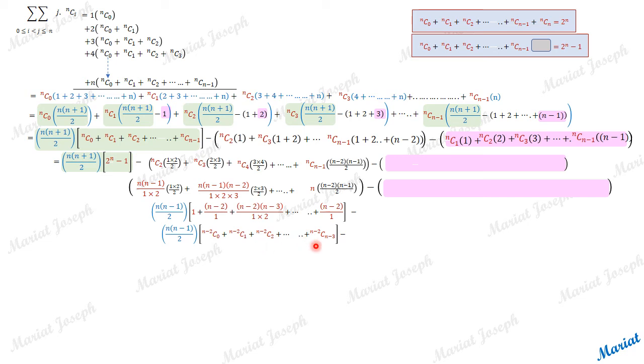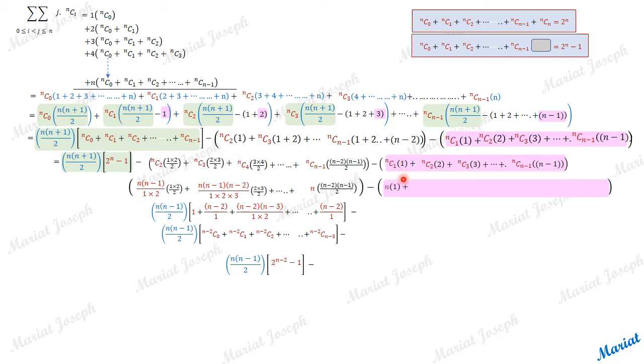But again one term is missing. The last term value is 1. So it's again 2 raised to n minus 2 minus 1. Here n minus 2 C0, n minus 2 C1, so 2 raised to n minus 2, subtract 1. Now we'll go ahead simplifying these terms also. Here nC1 times 1, nC2 times 2, etc. Copying them.